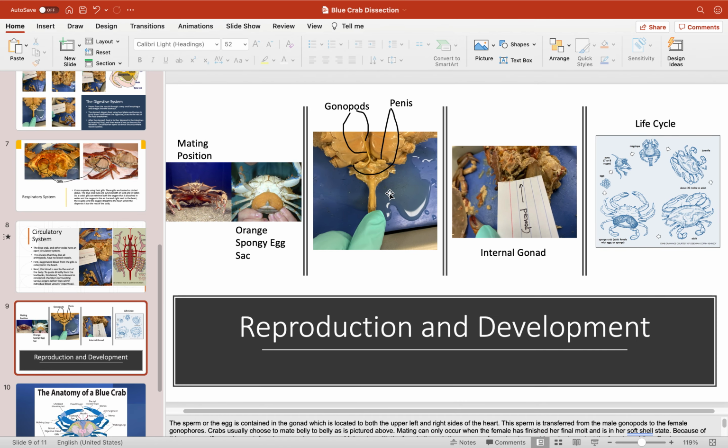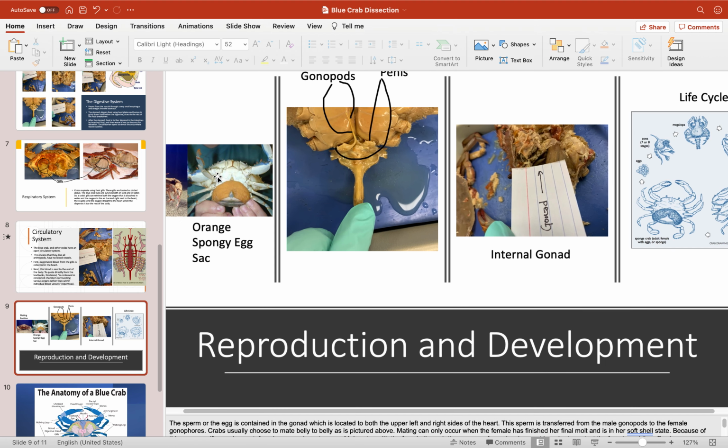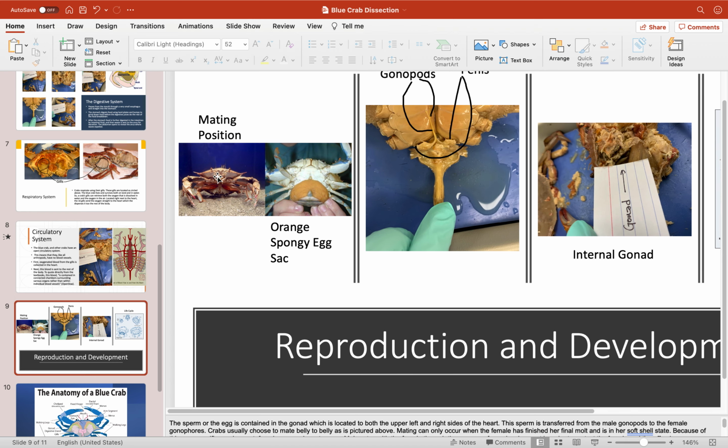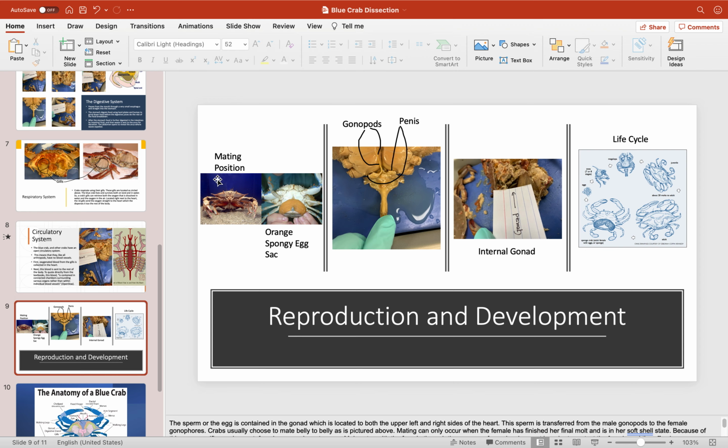This gonad feeds either the sperm or the egg into, for males, the sperm goes into the penis and then flows into the gonopods, which are these string-like structures here. That's called a gonopod. And in the females, those eggs are sent into the gonophores, which are the female equivalent, and I do not have pictured here. So the mating position is shown here. They mate belly to belly, as you could expect, with the sexual organs being on that side for each of them.